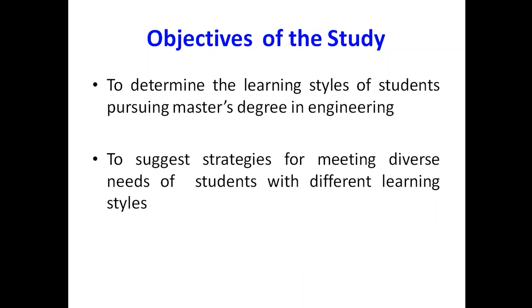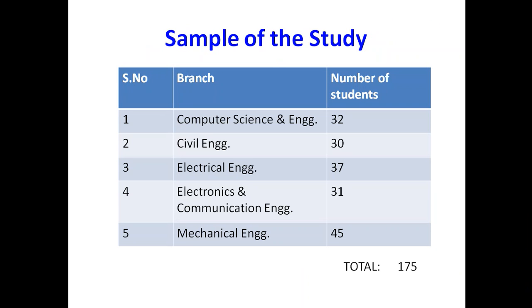The sample for this study comprised 175 students: 32 from computer science and engineering, 30 from civil engineering, 37 from electrical engineering, 31 from electronics and communication engineering, and 45 students of mechanical engineering. These students were administered the Index of Learning Styles, and the data was collected.